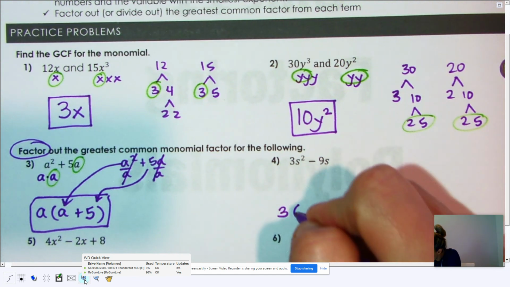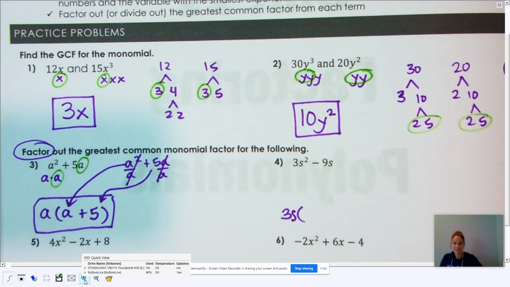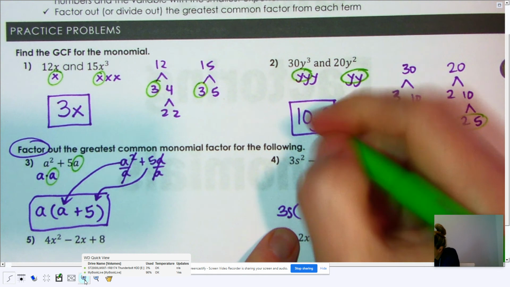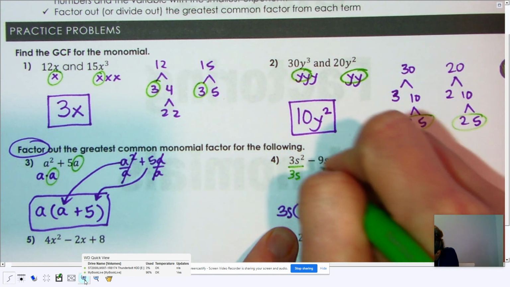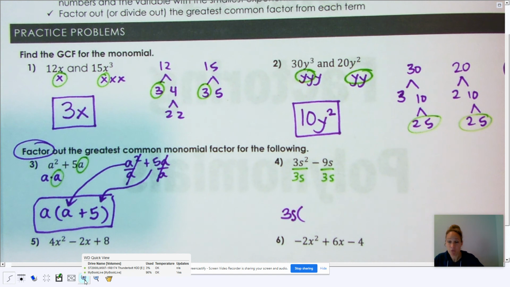So I'm going to pull out an S. Oops, I didn't leave very much room for that. Sorry. So then I have to say, well, what's left? So remember how I told you, whatever we're pulling out, 3S, 3S, write it underneath and see what cancels. And whatever's left is what goes in the parentheses.